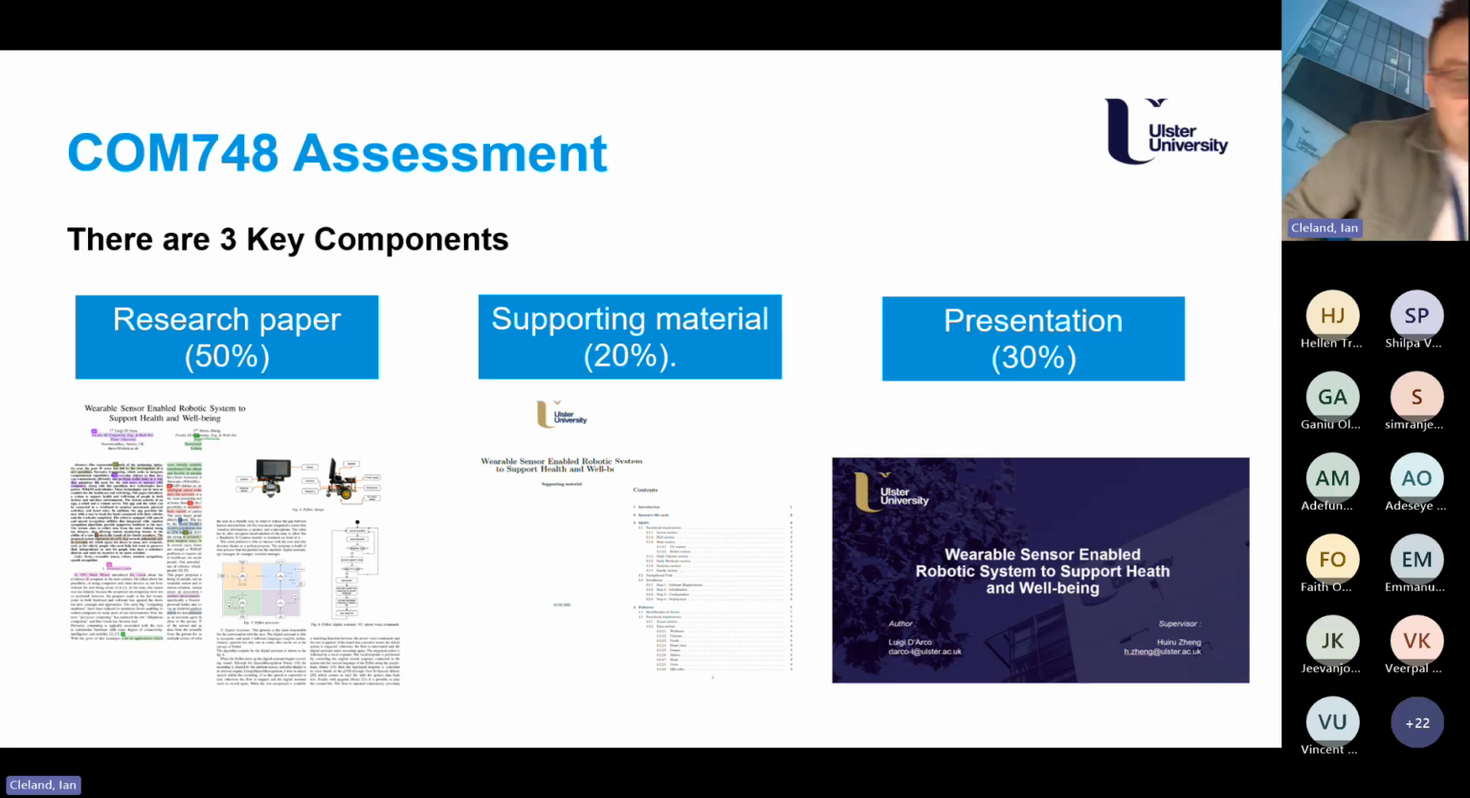The second component is the supporting material, which is worth 20%. This is really for material that is relevant to your project, but you can't fit in or doesn't sit quite right inside the research paper. There are some key elements that we look for in the supporting material. I'll talk about those in a few minutes, but it's mainly for things around an extended literature review, and thinking about the software implementation and how you actually implemented and built the code for whatever you produced.